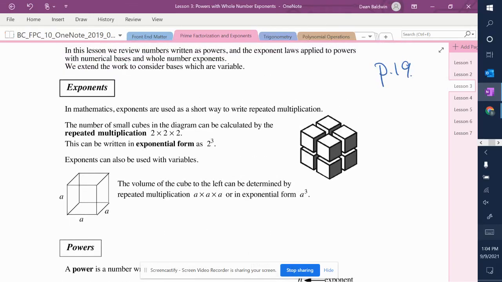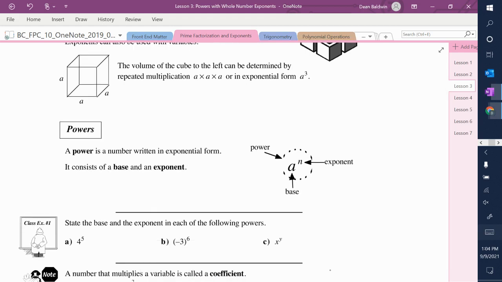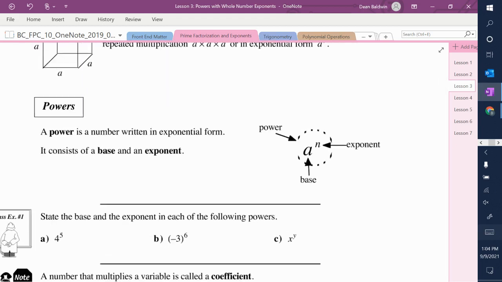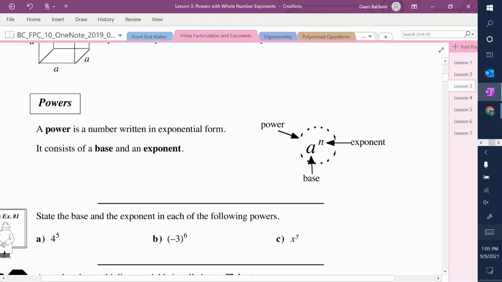Page 19, please. So we're going to start with exponents. Do you guys study exponents in grade 9? Yeah. Perfect. All right. So, a little bit of review and definitions here.